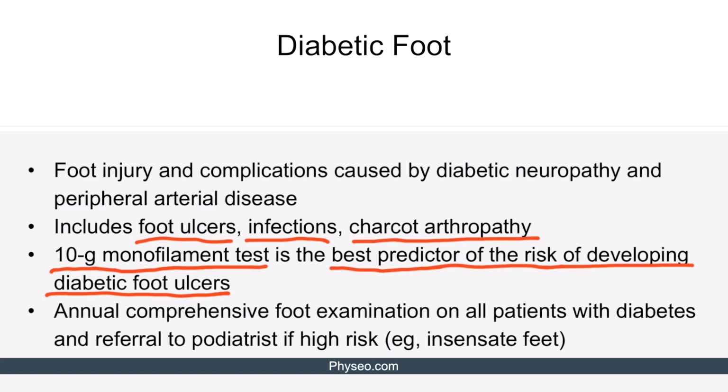So with all this in mind, it makes sense that you're going to regularly do a comprehensive foot examination on all your diabetic patients. And it's recommended that this is done annually. In addition, patients are strongly encouraged to regularly inspect their feet for any injuries or wounds. So have them do this on their own. And all of the high-risk patients need to be referred to a podiatrist where they can get specialized diabetic foot care.